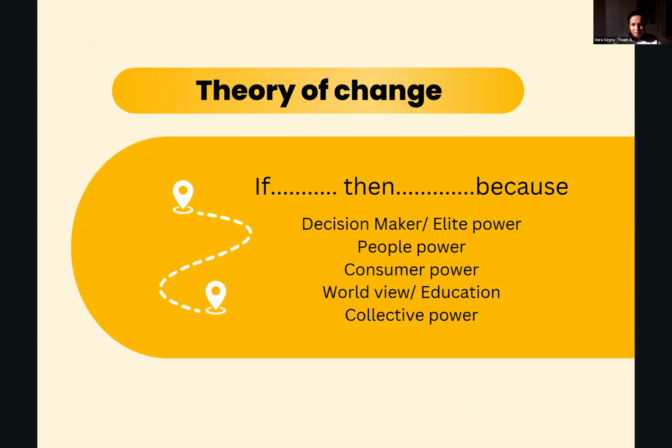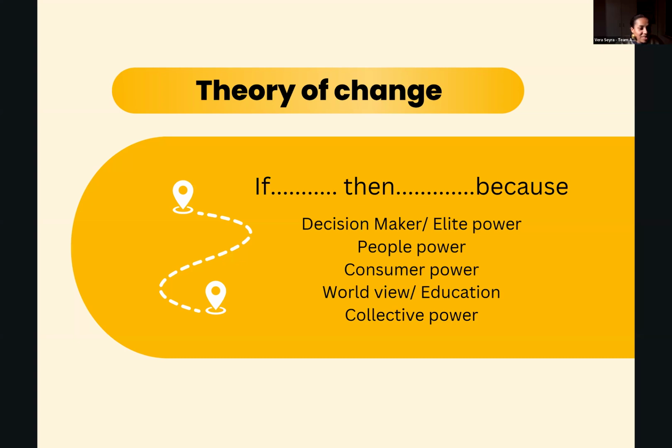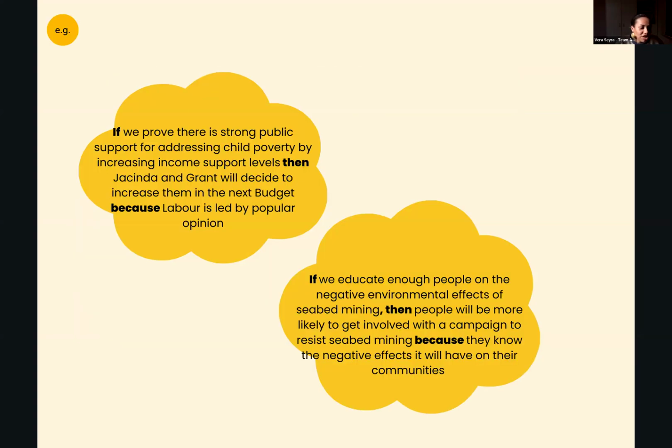Okay, we have some people power, we have some elite power, collective power, more elite power. Awesome. Yeah, so the first one would be considered elite power, decision-making power. So focusing on Jacinda and Grant, who are empowered to make those changes.